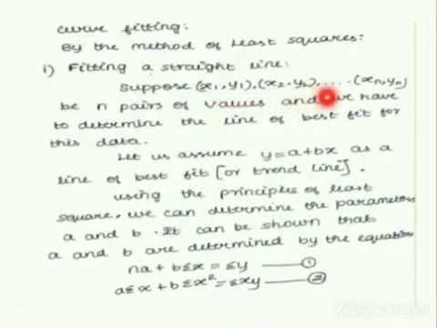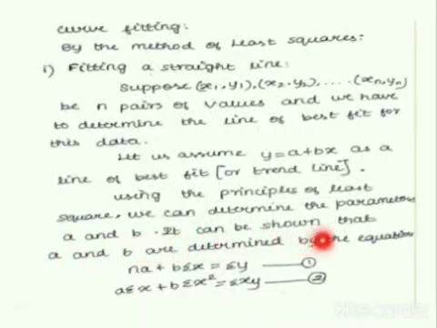comma y2, etc. up to xn comma yn are n pairs of values, and we have to determine the line of best fit for this data. So we have to find the line of best fit or trend line for these data. So let us assume that y is equal to a plus bx. So we are assuming y is equal to a plus bx as our line of best fit, or we can mention this equation as a trend line. Using the principles of least squares, we have to determine the parameter values, which are a and b. So using the principle of least square method, we have to find the values of a and b.